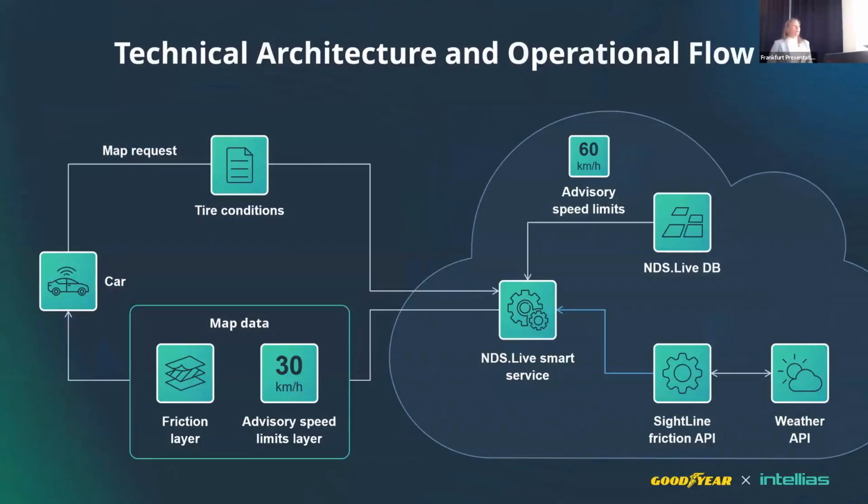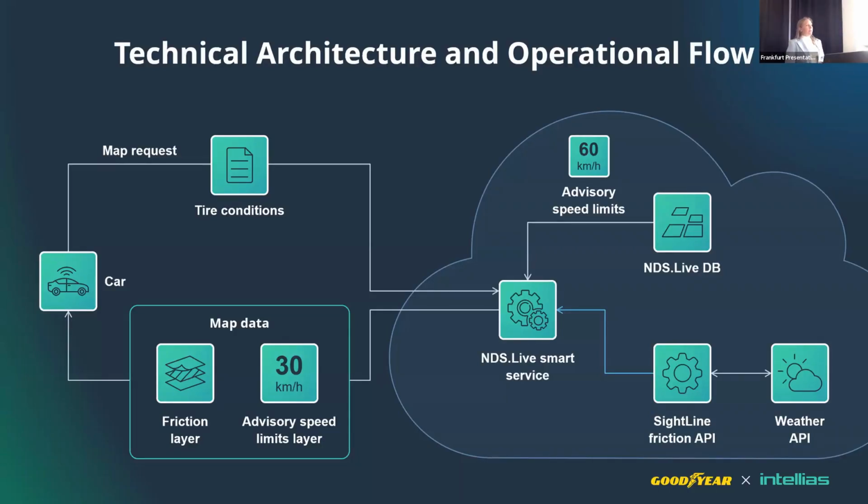This is a short overview of the architecture and the operational flow of the solution. So essentially everything begins with the car sending the REST request to the NDS.Live smart service. And this request we extend with the tire condition information. So we are adding tire type, tire tread depth in millimeters, tire wear state, tire pressure, and tire load.